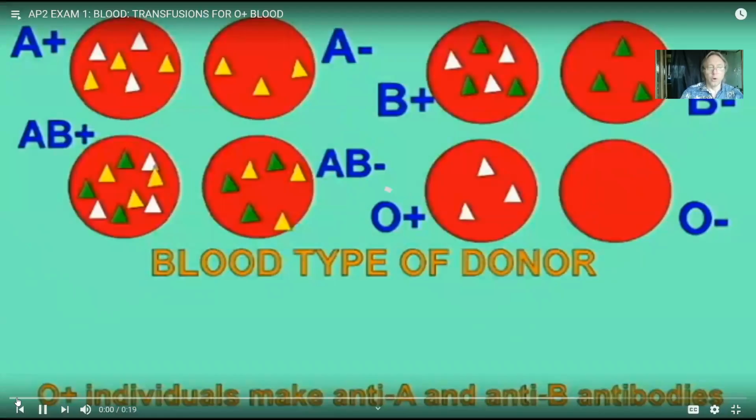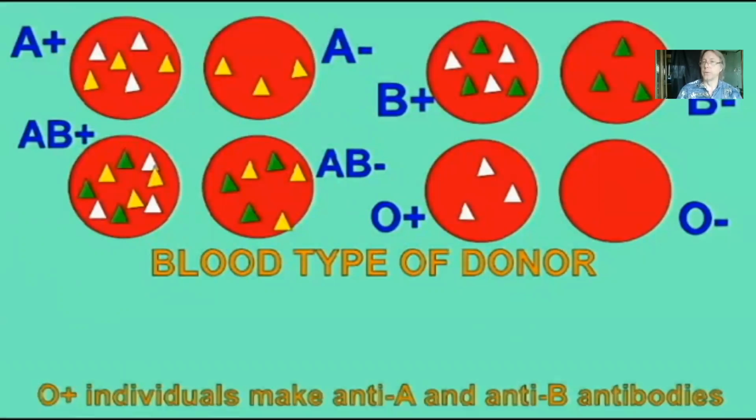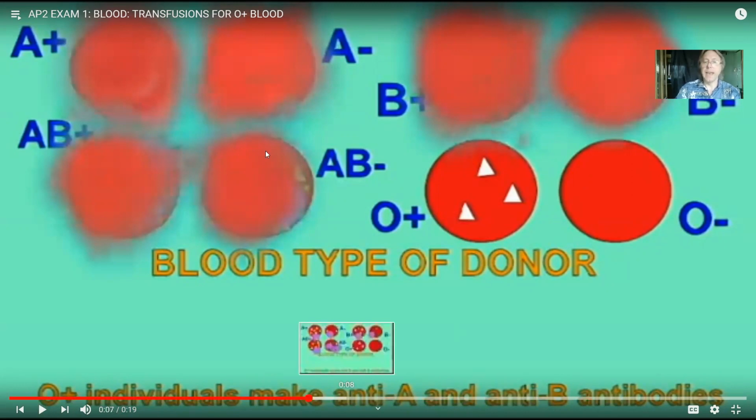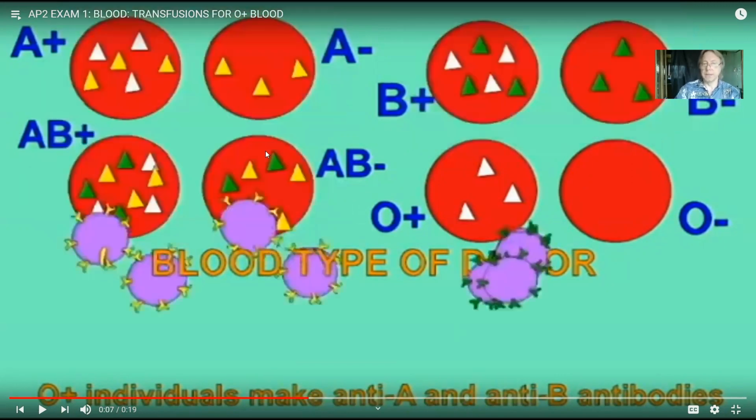Now, if the recipient was O positive instead, that's what I say here. They have white triangles on their red blood cells, so they can't make the antibodies which would attack the white triangles. So an O positive individual cannot make anti-Rh antibodies. Once again, I apologize, I'm just slowing this down. But they can make anti-A and anti-B. And so once you know that the recipient will make the anti-A, attacking the yellow triangles, and the anti-B, which attack the B triangles, now you know what to do.